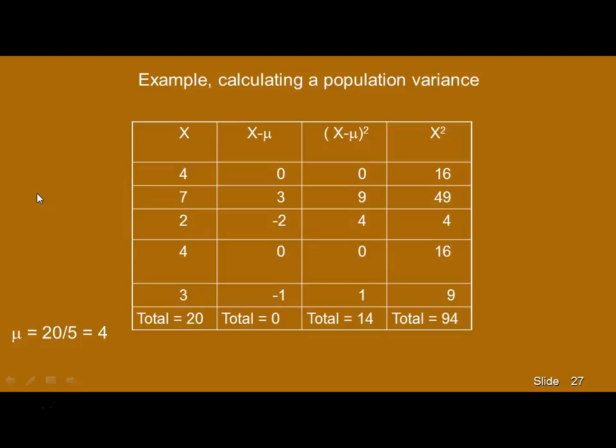Let's do an example or sample calculation. Supposing I just gave you the numbers 4, 7, 2, 4, 3, right here, and let's treat this as a population. If you want to use the first formula, you need to first calculate the mean. Add those numbers up, they add up to 20. So the population mean is 20 over 5, or 4.